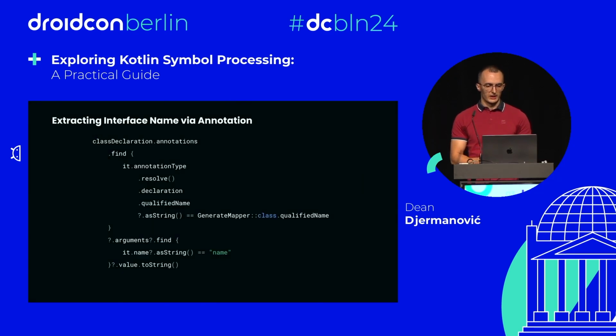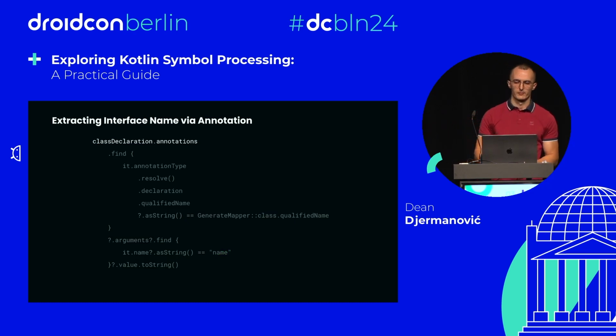So now that we have access to all the classes that are annotated with the GenerateMapper annotation, we can start creating mappers for these classes. So first we have to extract the value of the name argument from our annotation, because then the value of that name argument is going to be used as the name of our interface component. And to do that, we can use this code block.